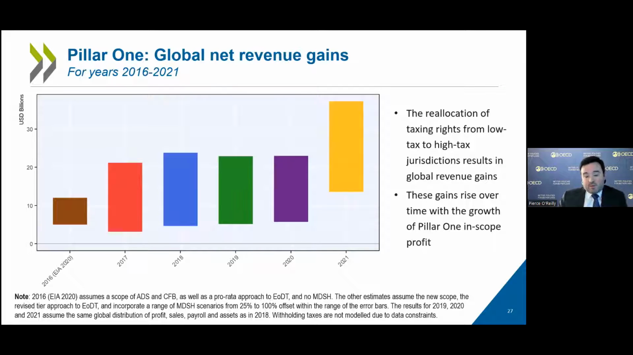And that's in part because we model a good few different scenarios for the marketing and distribution safe harbor. That's one of the options that is still under discussion by Inclusive Framework jurisdictions. Because of that range, that accounts for why those error bars are a little bit larger. But of course, the error bars also reflect the various other kinds of uncertainty that result from this kind of work. We don't know exactly where the profit is. We don't know exactly where the sales are. We don't know exactly how MNEs are going to respond, et cetera. So the error bars give a sense of the kind of uncertainty that we're talking about.